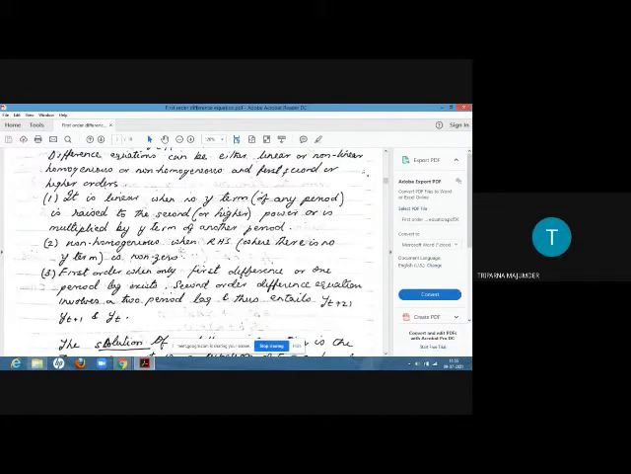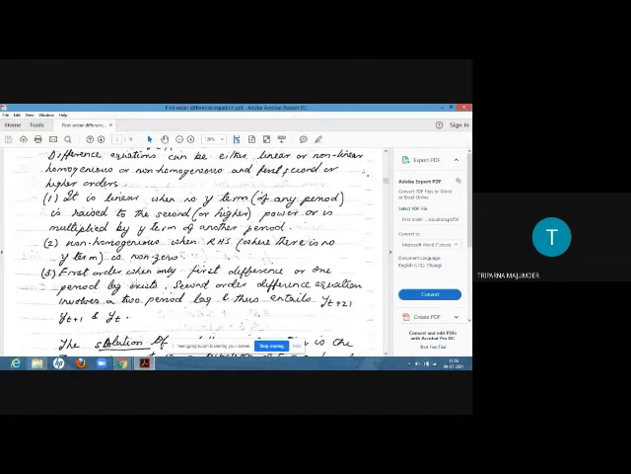Now, a difference equation can be homogeneous as well as non-homogeneous. A difference equation is non-homogeneous when the right-hand side, where we do not have any y term, is non-zero. So, right-hand side non-zero means non-homogeneous. If the right-hand side is zero, we have a homogeneous difference equation.